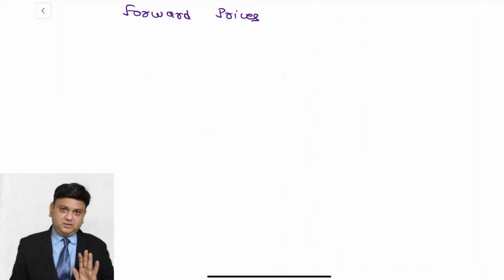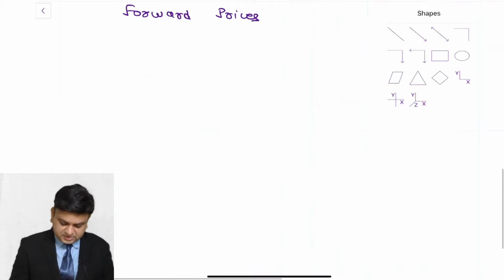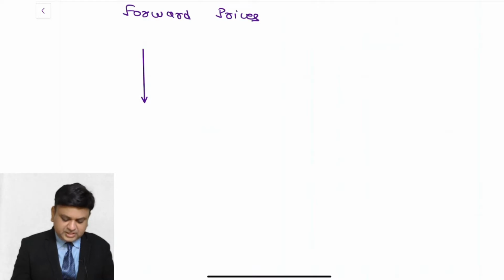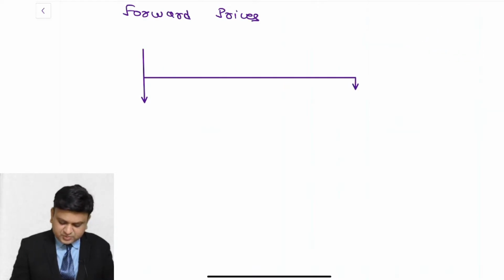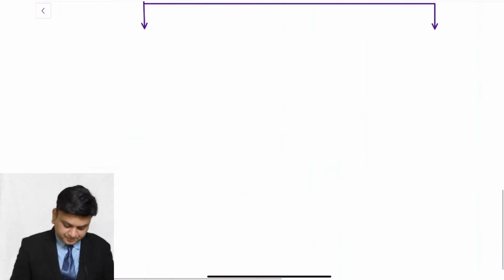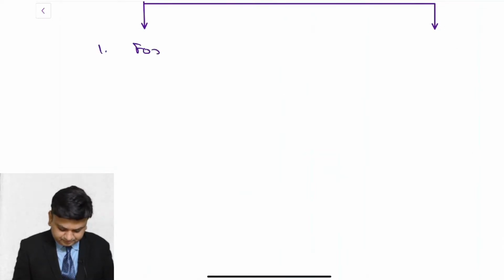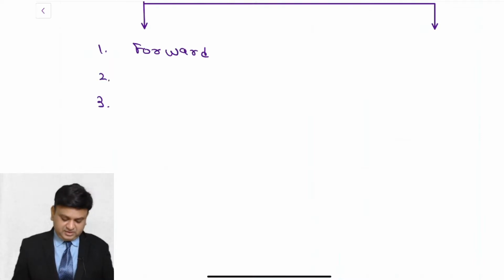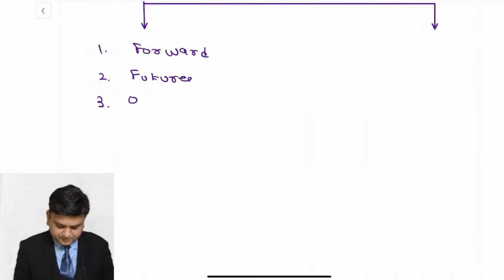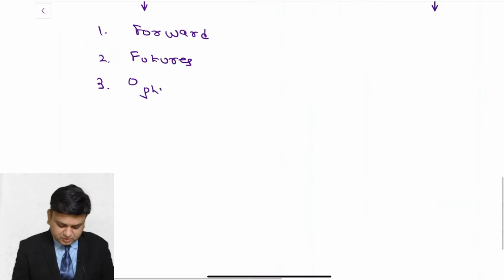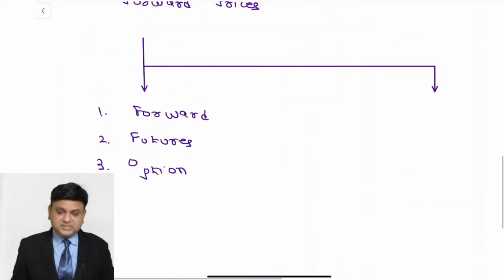Derivative mainly includes three types of contracts. The first one is what I have recently discussed with you, called the forward contract. The second and third, which you might have heard number of times, are the F&O contracts. The term F stands for futures contract and the term O stands for option contract. These three transactions mainly form part of the derivative transactions.